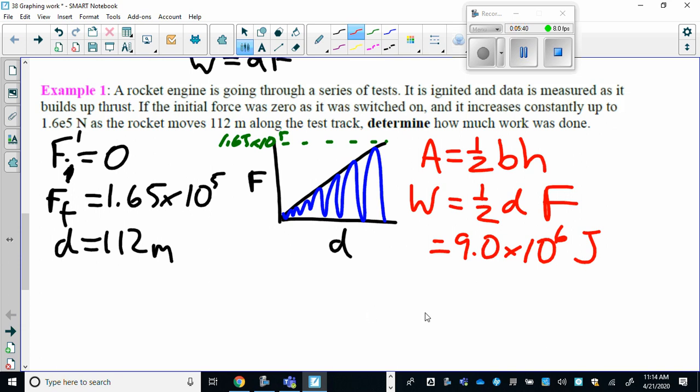9.0 times 10 to the 6 joules of work, which, we're talking about a rocket, so yeah, it better be a lot of work. And that is it. That's lesson 38.